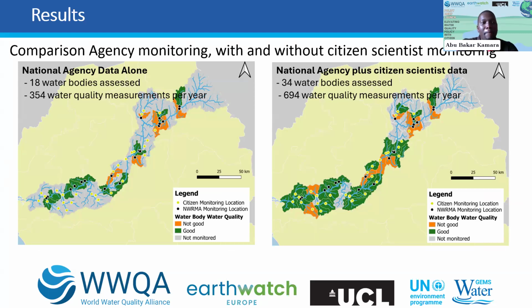When we compared the agency's monitoring as well as the citizen science monitoring, the agency has limited coverage. That is, we have 18 water bodies that we assess along the Rokel River Basin. In that respect, we have about 354 water quality measurements per year. When this was integrated with citizen science monitoring, we have 34 water bodies assessed, as well as 694 water quality measurements per year. So the map on the left is showing only the agency's data, while the map on the right shows the integration of citizen science data into the agency's data. Next slide, please.